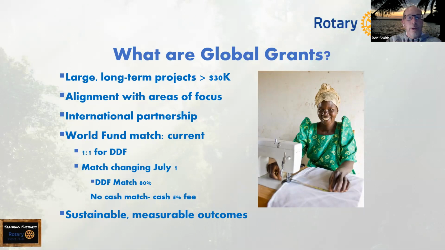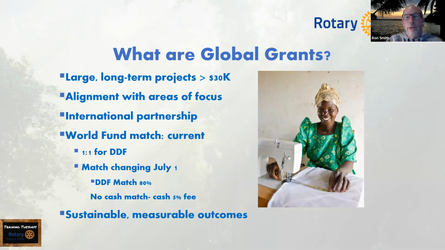So when a district applies DDF to a global grant project, it's going to get matched 1-to-1 until May 30th this year. After May 30th, for grants that come in for the next Rotary year, it'll be funded only at 80% instead of a 100% match from the World Fund. So that's changing. Any cash contribution starting last year is not matched at all. In fact, there's a small 5% surcharge for money that hasn't been held by the Foundation for 3 years. It helps pay for the administrative costs of moving funds around the world and administering grants.